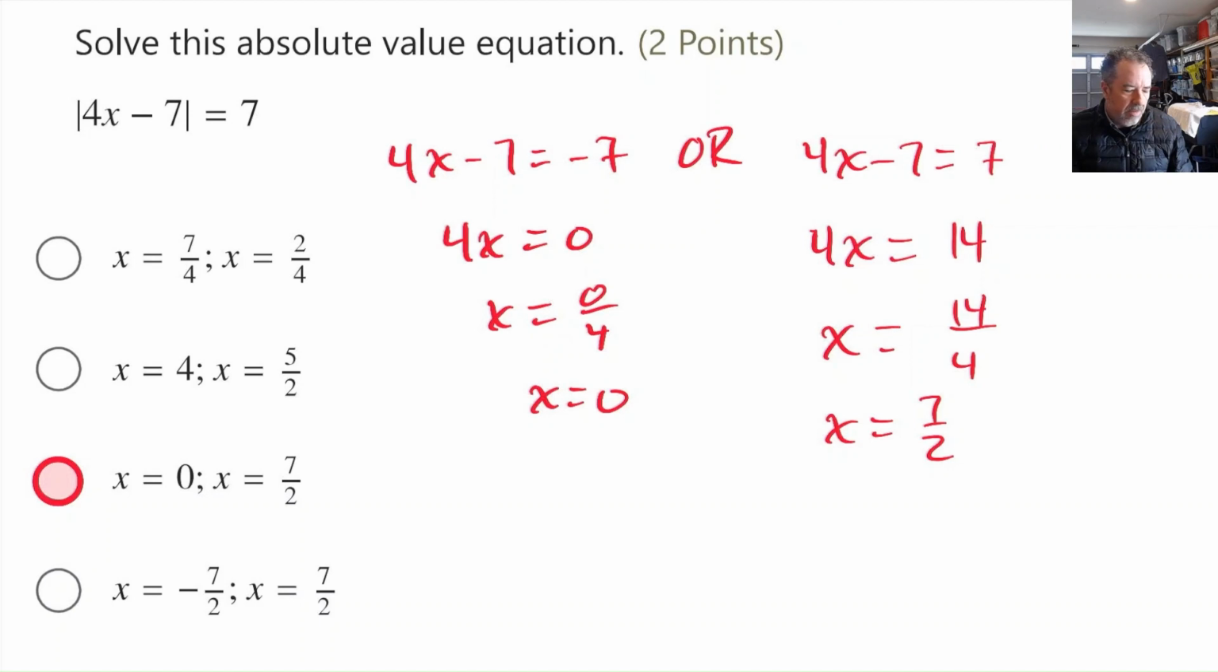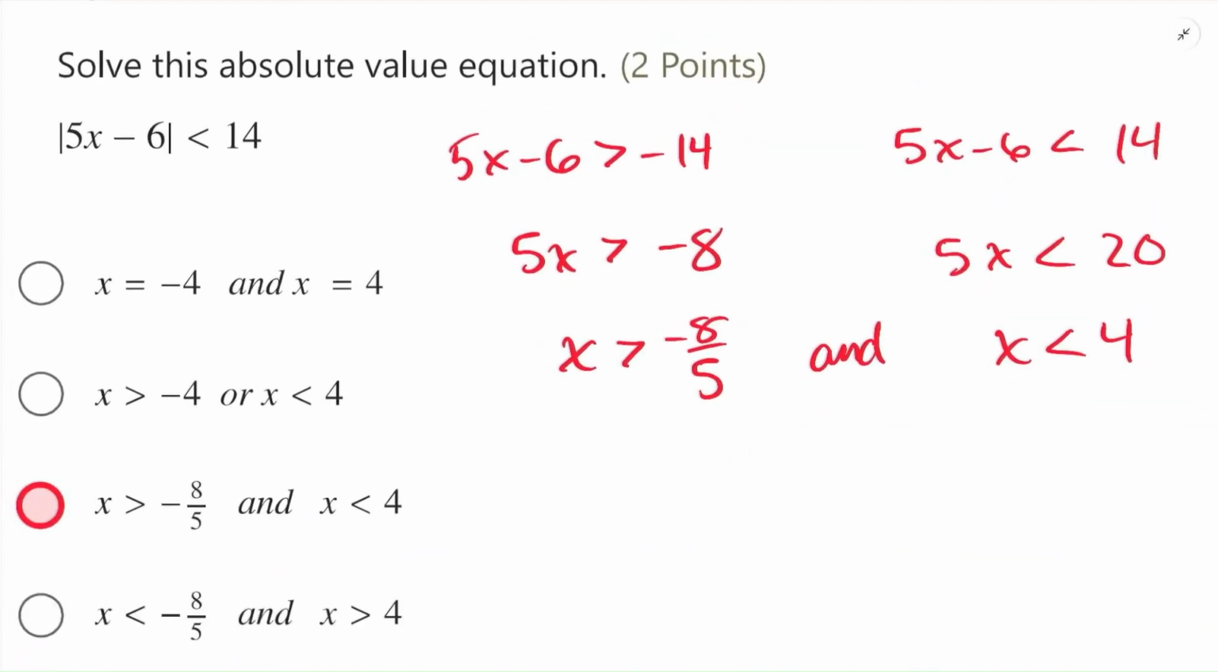So when we see this absolute value, right, the distance between some things is 7 units. So we know that that thing is either at -7 or +7. Or thinking about this is looking inside, the thing inside, the 4x minus 7, is either -7 or it's +7. So when we solve those, we get x is 0 or x is 7/2. Next question.